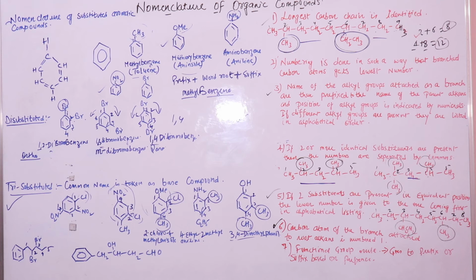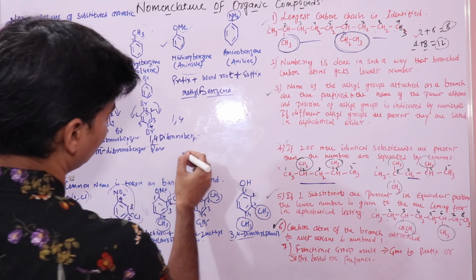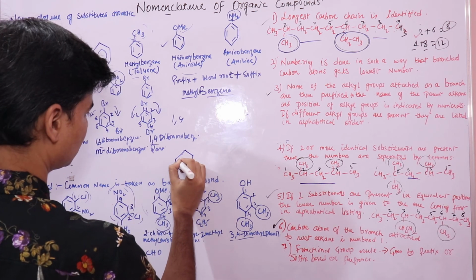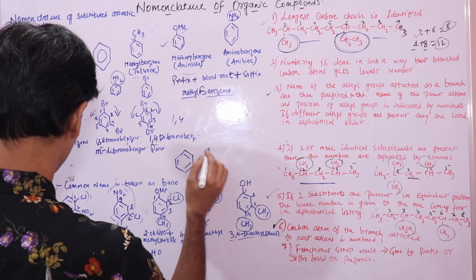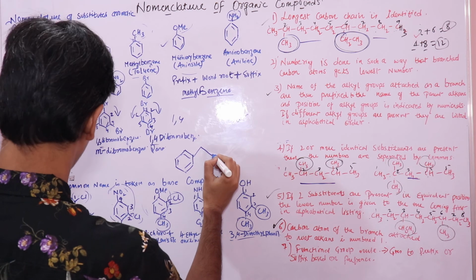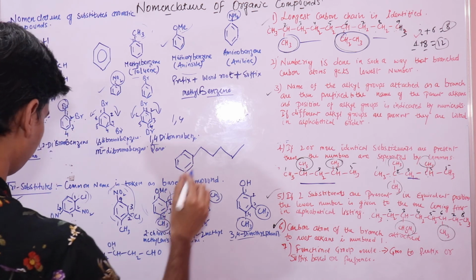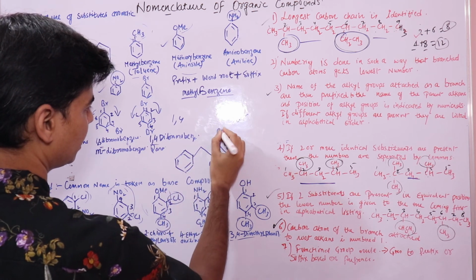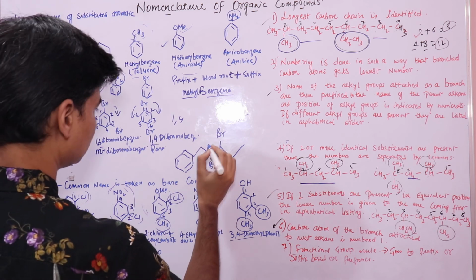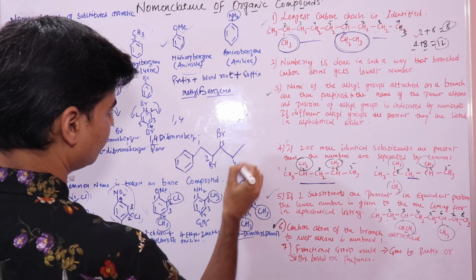So we have pentane, and at position 2 and 3 you have bromo, right. So 2,3-dibromo, and phenyl is at position 1 of pentane, right? I'll just write this compound over here. How will you number it? Here you have Br, here again you have Br, right? So 1, 2, 3, 4, 5.